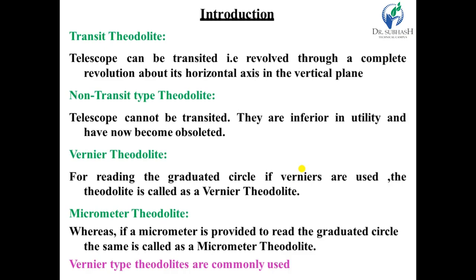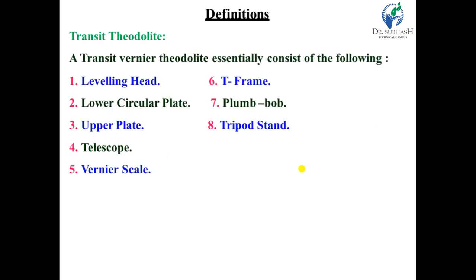In the vernier theodolite, the vernier is used for reading on the graduated circle. In micrometer theodolite, a micrometer is provided to read the graduated circle. In both cases, the graduations are different, but the work and phenomena of the theodolite are the same. But generally, vernier type theodolites are commonly used.